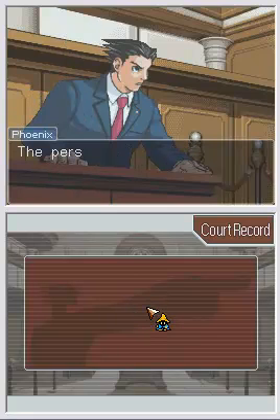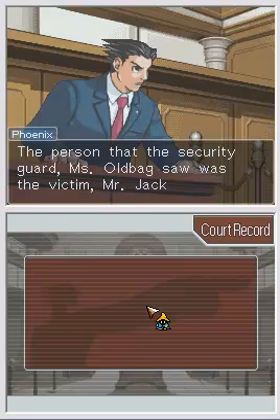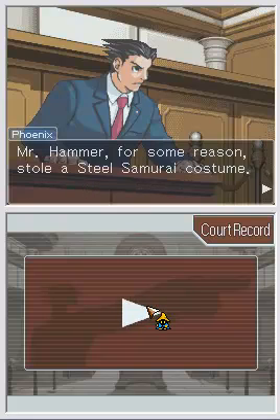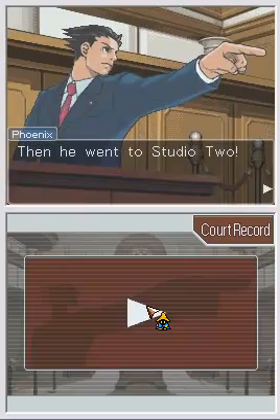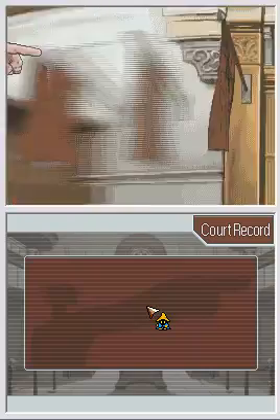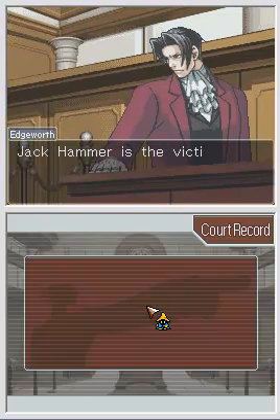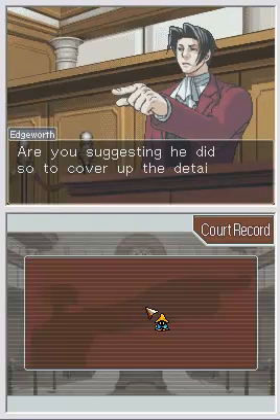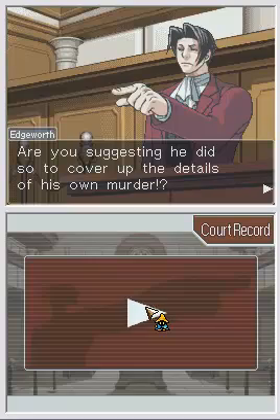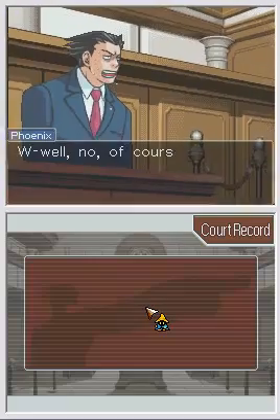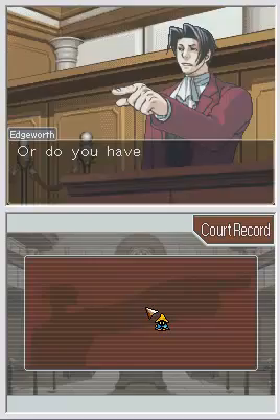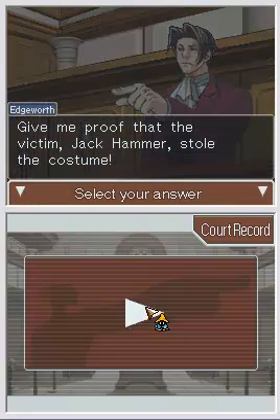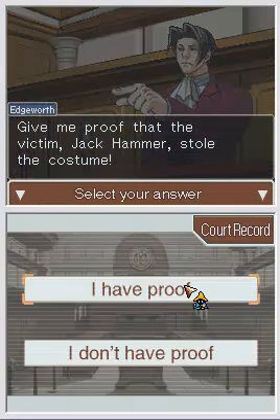Order! The defense makes the following claims. The scene of the crime was Studio 2. The person that the security guard, Miss Olbeg, saw, the victim, Mr. Jack Hammer, for some reason stole the Steel Samurai costume. Then he went to Studio 2. This is madness! Jack Hammer is the victim! Why would he steal the Steel Samurai costume? Are you suggesting he did so to cover up the details of his own murder? Well, no, of course not. Or do you have proof? Give me proof that the victim, Jack Hammer, stole the costume.